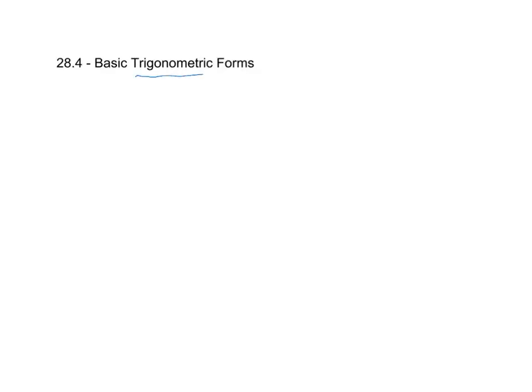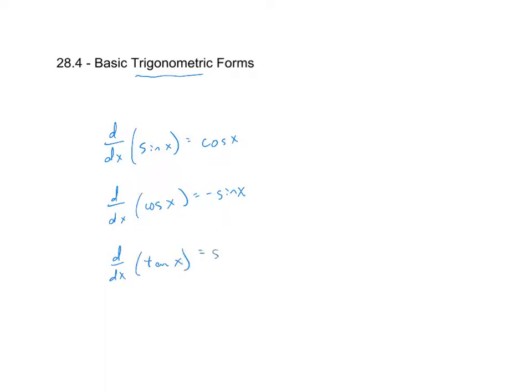Because we are talking trig in this section, I want to review our trig derivatives, and that will help as we go through and try to think of our trigonometric antiderivatives. The derivative of the sine of x is the cosine of x. The derivative of the cosine of x is negative sine x. And the derivative of tangent x is secant squared x. Hopefully we remember those three, the ones that are a little more challenging to remember.